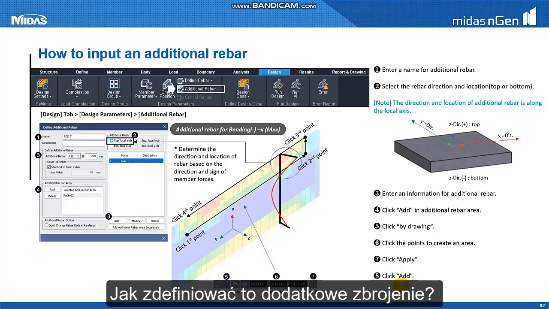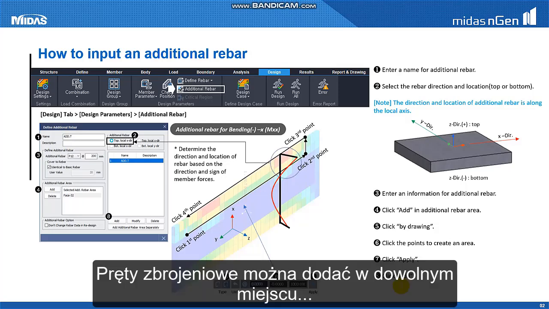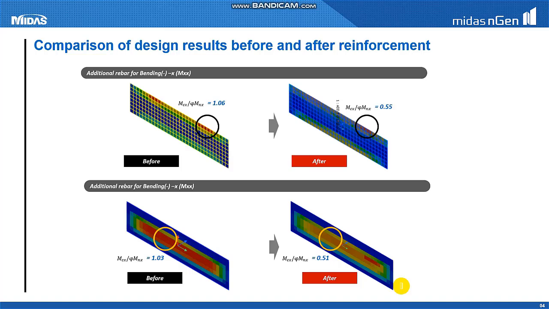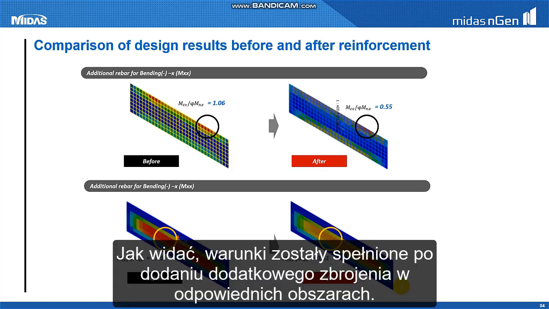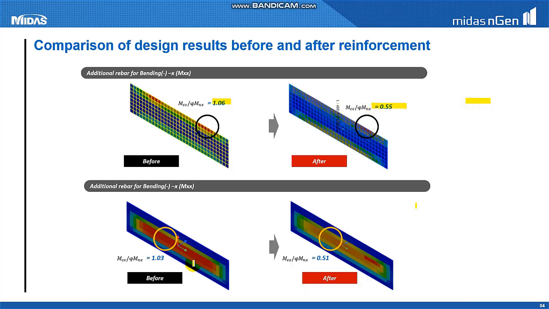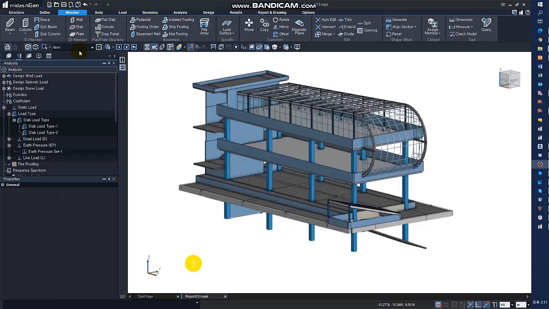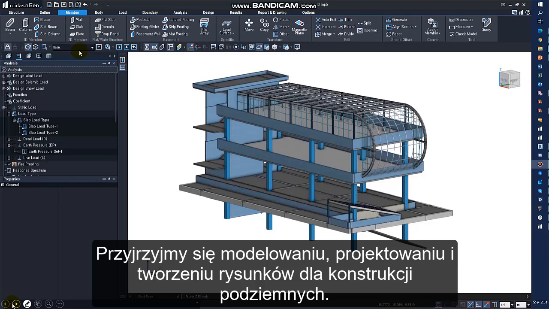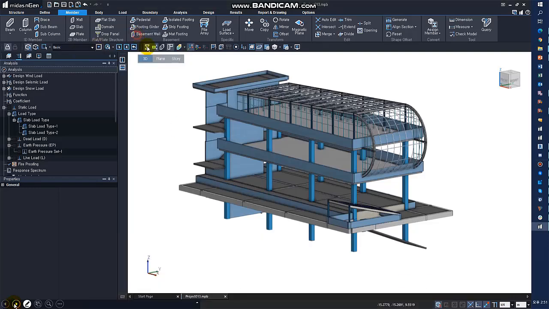Next is the lever. Reinforcing bars can be partially added to design the areas where the strength is insufficient. The design was satisfied due to the increase in the member's strength by adding the additional lever. The method of adding levers will be explained through a demonstration. Then let's look at member modeling, design, and drawing creations for underground structures.